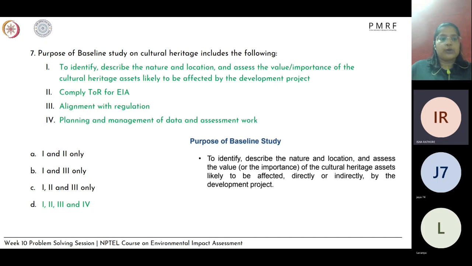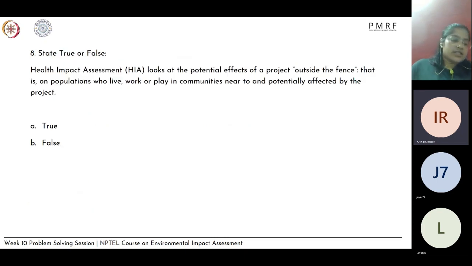Okay, so moving on to question 8. So this is state true or false. So health impact assessment or HIA looks at the potential effects of a project outside the fence, that is on population who live, work or play in communities near to and potentially affected by the project. So is the statement A true or B false?